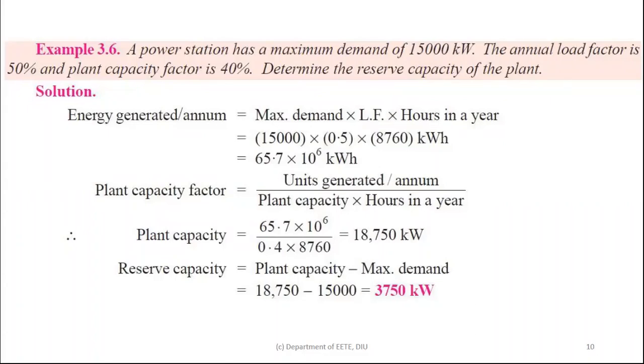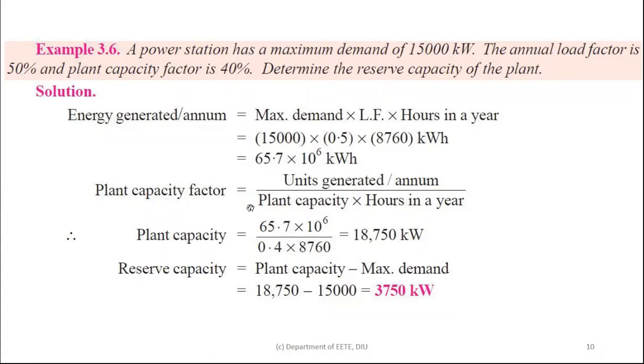If you don't use this way and use that the plant capacity factor is the average demand by plant capacity, at that time you need to find out the average demand. The load factor is given as 50%. We know that the load factor equals average demand by maximum demand. Okay, so that way you can also get the same answer. So there is no change, don't be frightened, no change.